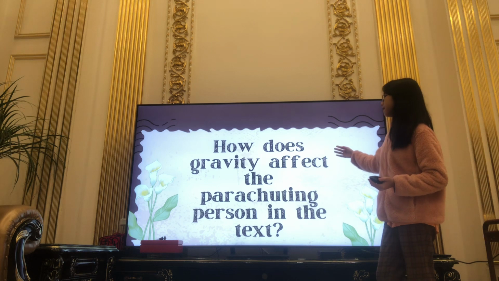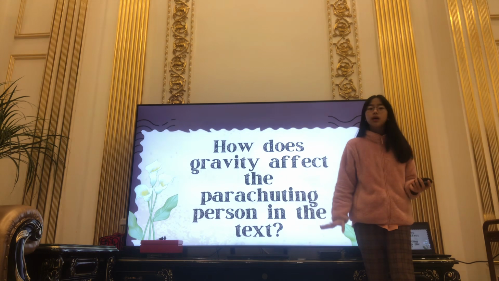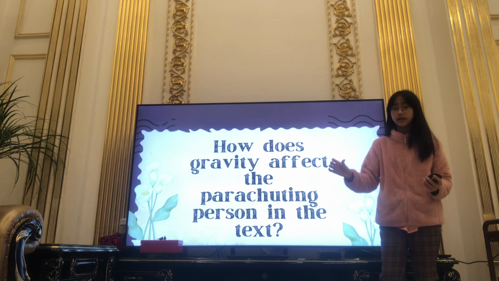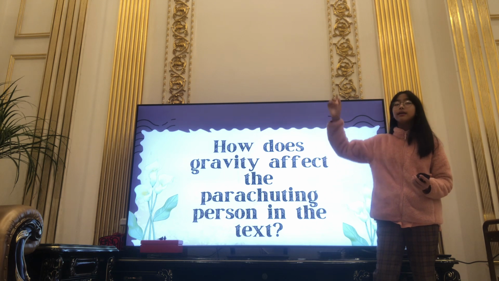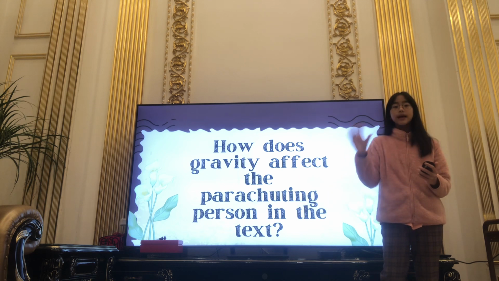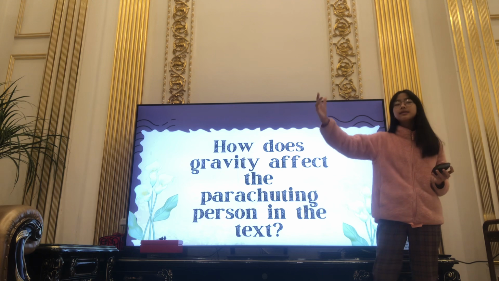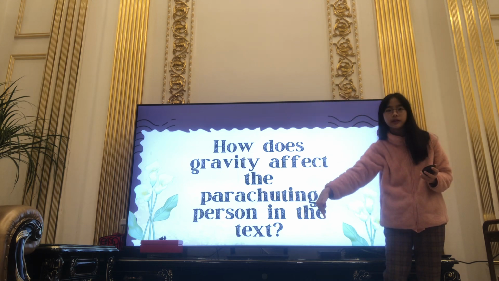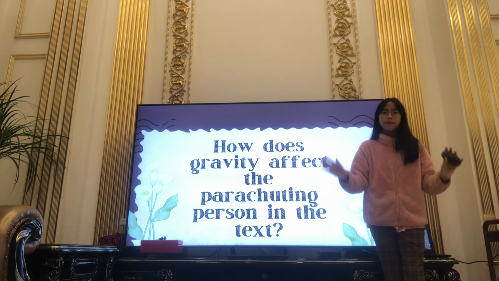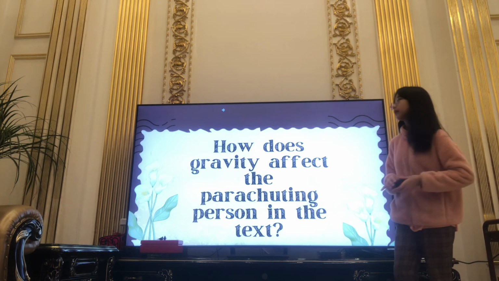How does gravity affect the parachuting person in the text? Well, gravity is pulling the parachuting person. That is why when all the people parachuting land down on Earth, they don't float around in space or in the sky. Instead, they just land down on Earth. And the parachute helps the person land down slowly and protects the person from dying.